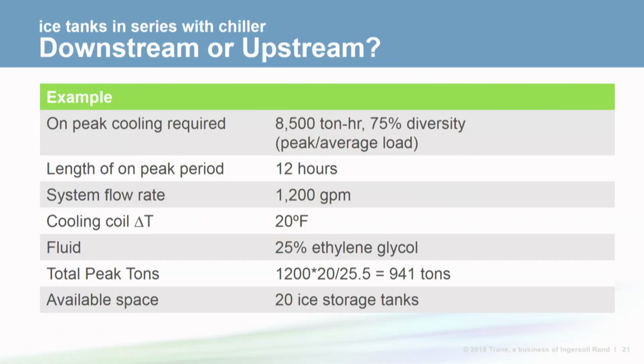Now let's take a look at an example and the impact on the system depending on the chiller location. In this example, a building has a design day on-peak cooling requirement of 8,500 ton-hours with a 75% diversity factor, which is the peak load divided by the average load during the 12 on-peak hours. The system flow rate is 1,200 GPM, and the cooling coils are selected for a 20-degree delta T to meet the 941 peak tons. However, there is limited space available which limits the installation to a maximum of 20 ice storage tanks.